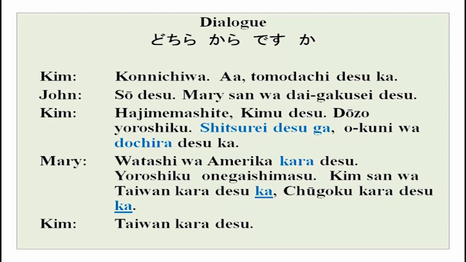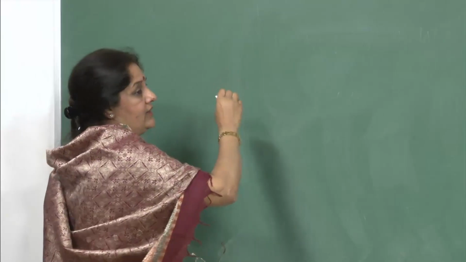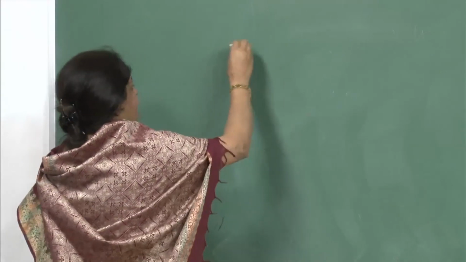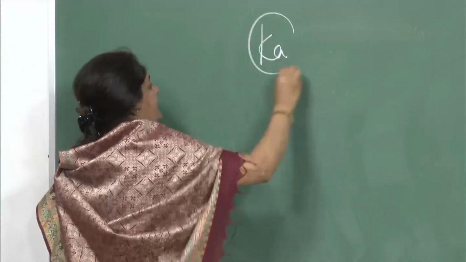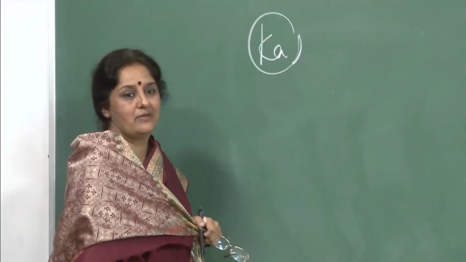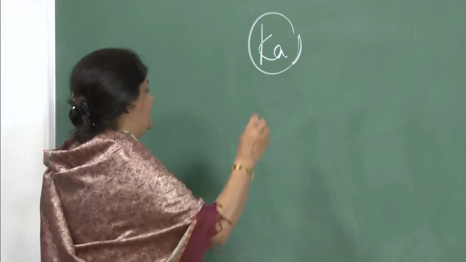Now, Mary wants to know where is Kim from. She has already told him that she is from America. Now, she wants to know where he is from. So, she asks, Kim san wa Taiwan kara desu ka? Chugoku kara desu ka? Now, we had done in our last lesson, if you put ka in the end, it becomes a question, interrogative statement.